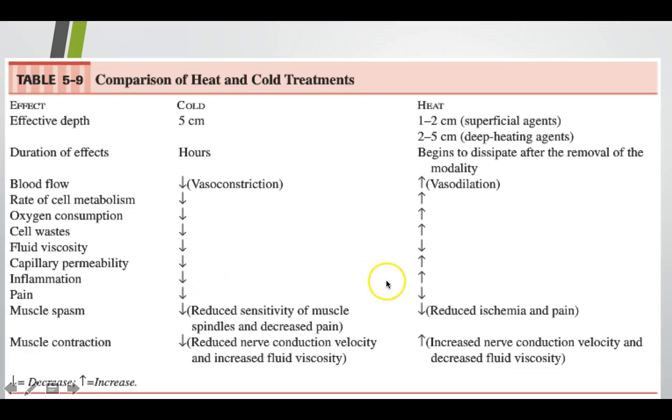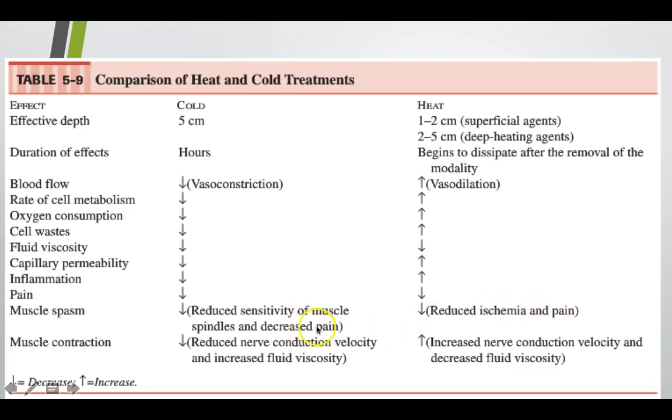Inflammation are opposites of each other. Pain, both decrease pain. Okay, so again, when we start thinking if that's the only indication for what we're doing, we can start to think about which one is beneficial for our patient and which one the patient wants more of. Muscle spasm, both were reduced, but for kind of different reasons.